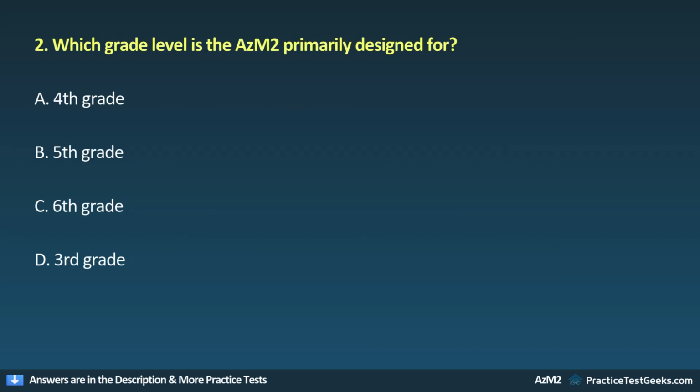2. Which grade level is the AzM2 primarily designed for? A. 4th grade. B. 5th grade. C. 6th grade. D. 3rd grade.